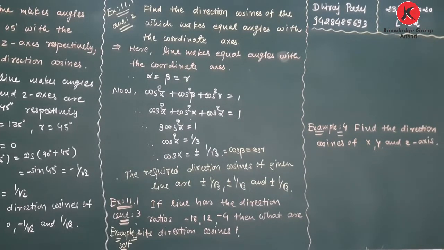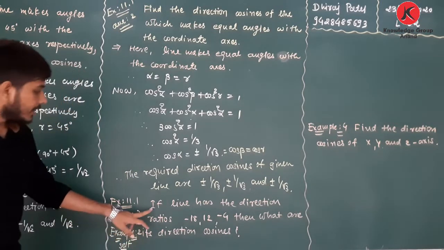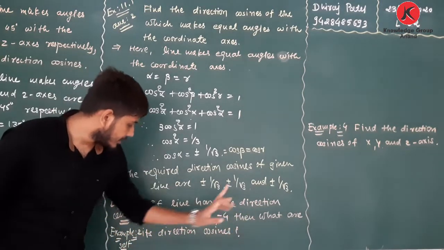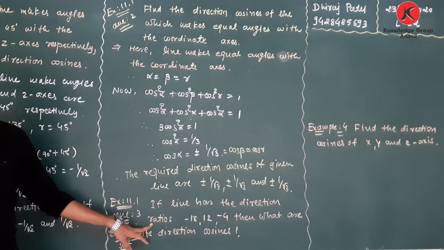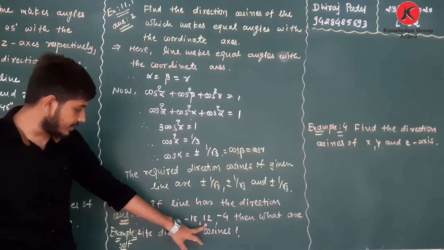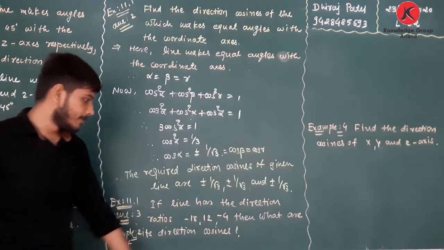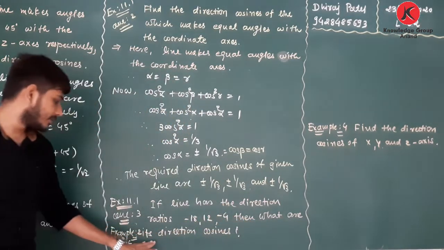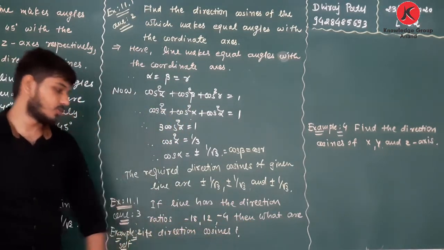Question number 3 of exercise 11.1. If the line has direction ratios minus 18, 12, minus 4, then what are its direction cosines?